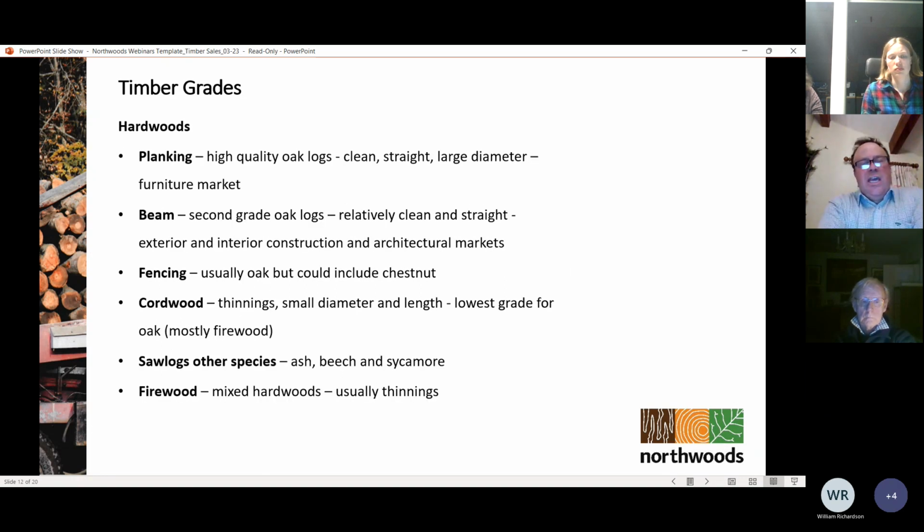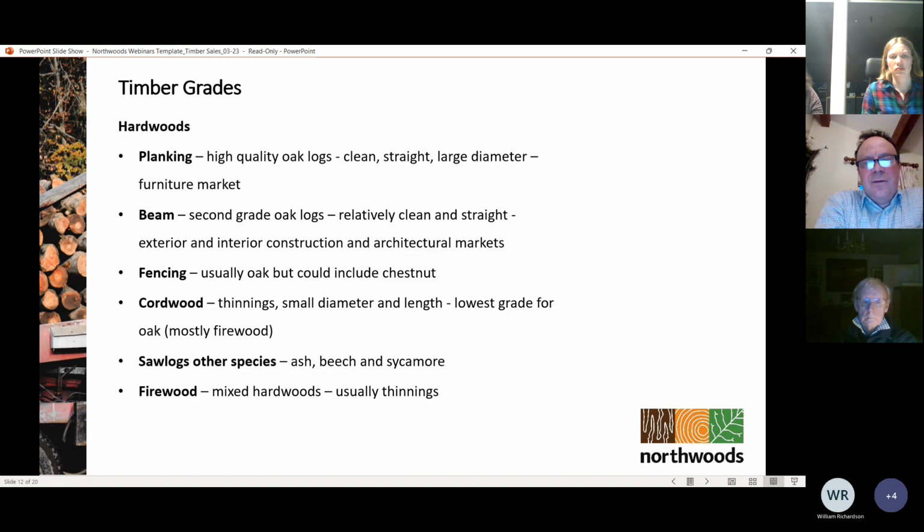With hardwoods, historically you did get a bit of veneer log in the oak in the UK, but it's very, very rare now. Normally your highest grade is planking, particularly in oak. That's where the highest value is. That's going into the furniture, the shop fitting, and the upper end flooring market.